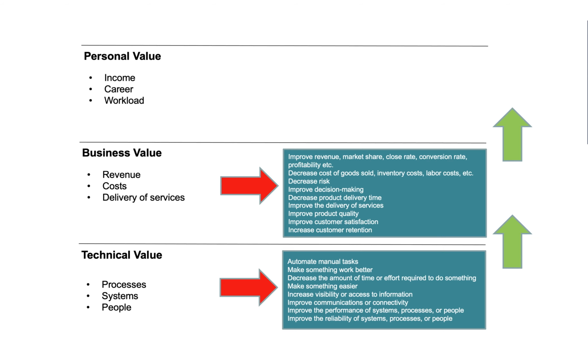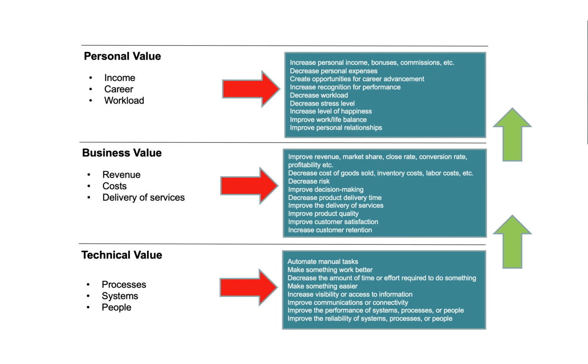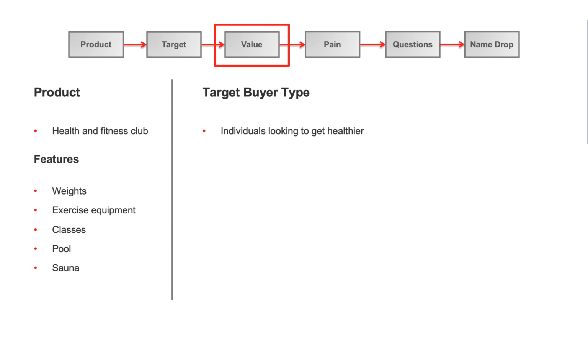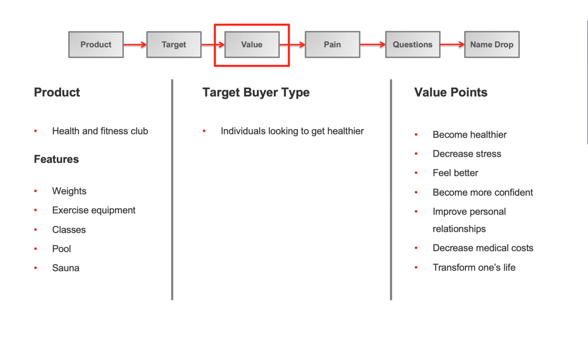And then when you deliver business value and technical value, you usually create some sort of personal value for the person that you're selling to, meaning helping them to work less, make more money, get a better bonus at the end of the year, improve their job security, promotion. So if we go back to thinking about how a health and fitness club helps people looking to get healthier, we help those people to become healthier. We help them to decrease stress, feel better, become more confident, improve personal relationships, decrease medical costs, transform their life.